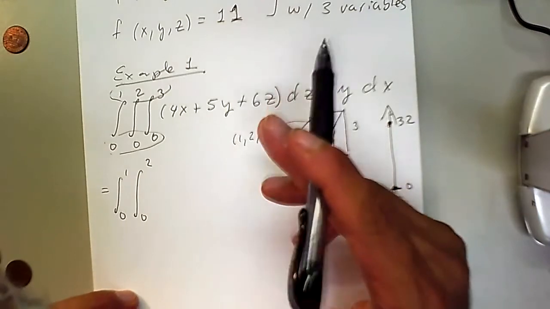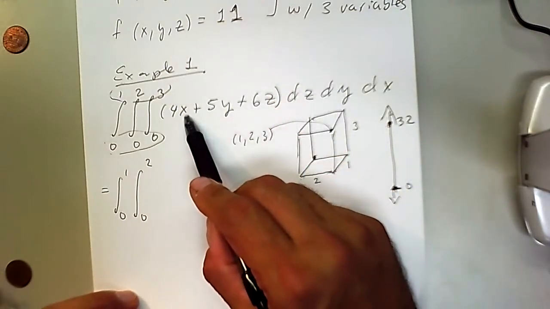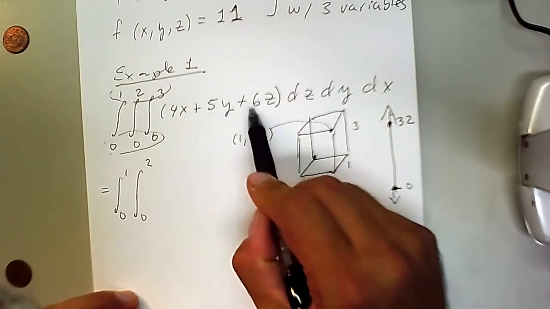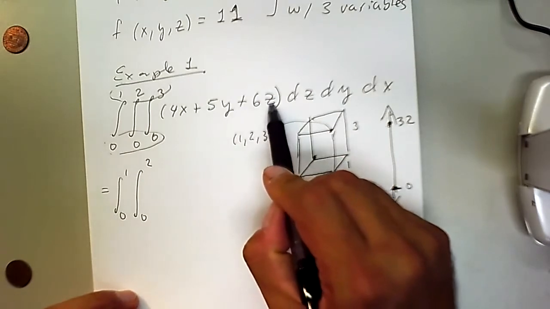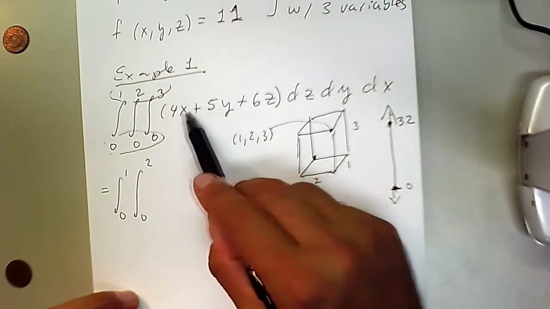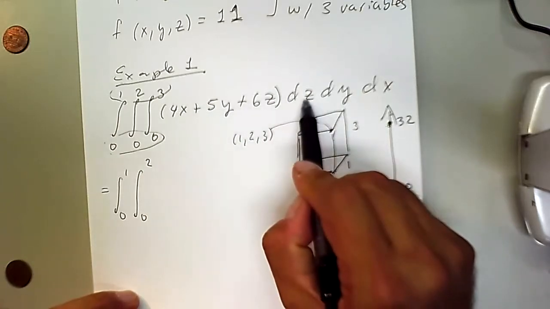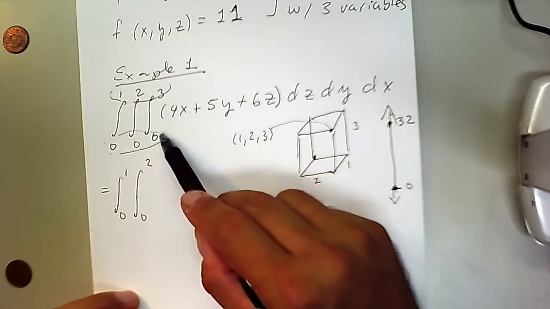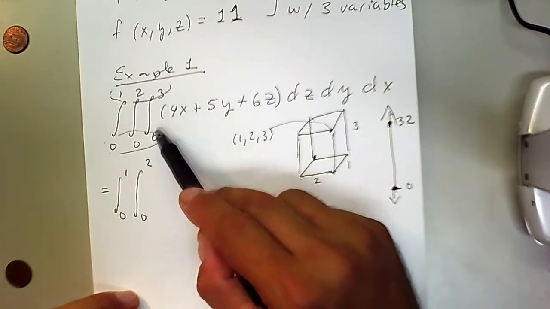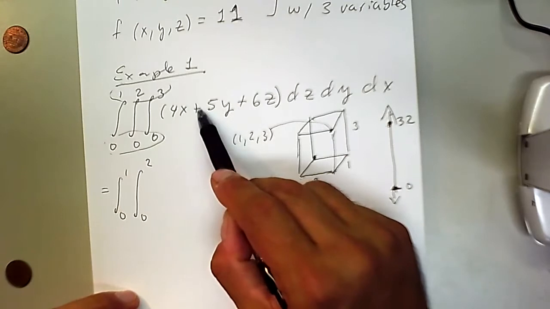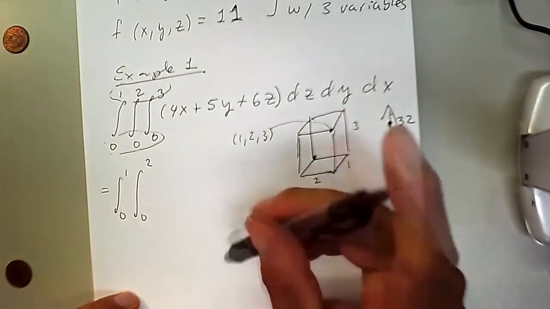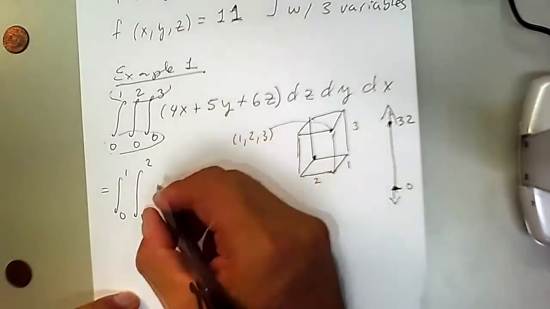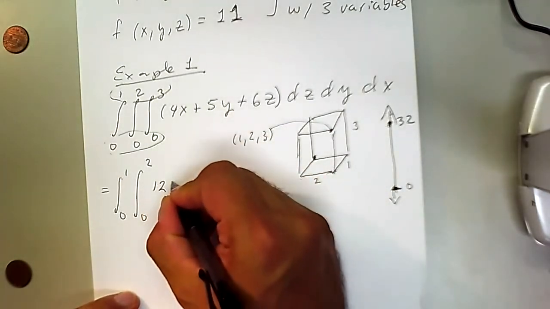Anyway, this is a constant with respect to z. Oh, there is z. So this varies with respect to z, but those two don't vary. So when we integrate with respect to z, we're going to end up with 4xz going from 0 to 3. So we're going to have 4x3 minus 4x0. I'm going to do that all in one shot. So we end up with 12x.